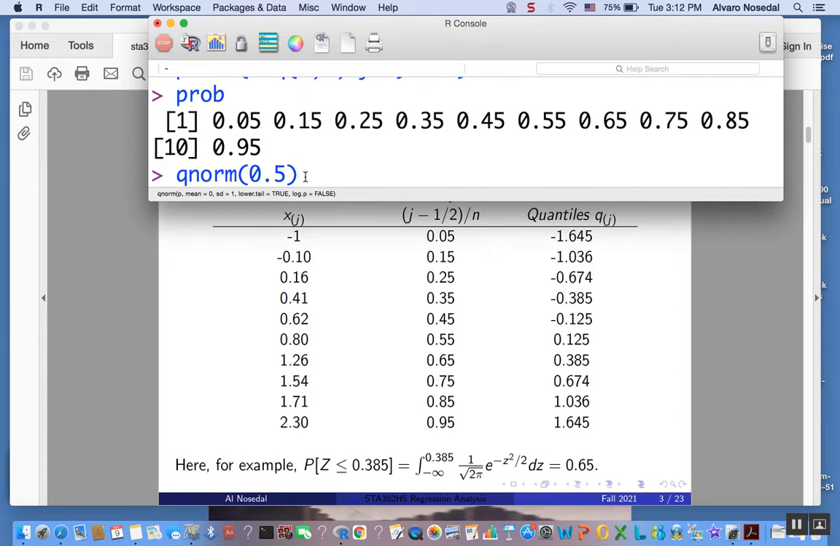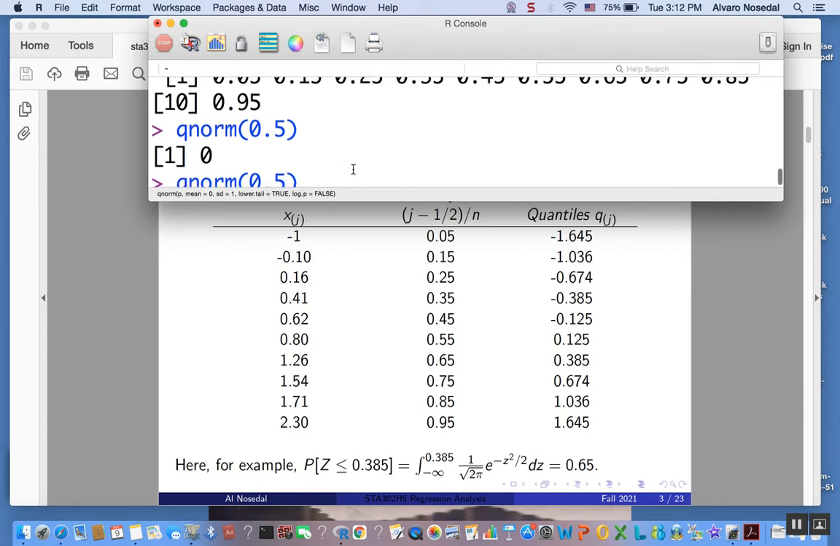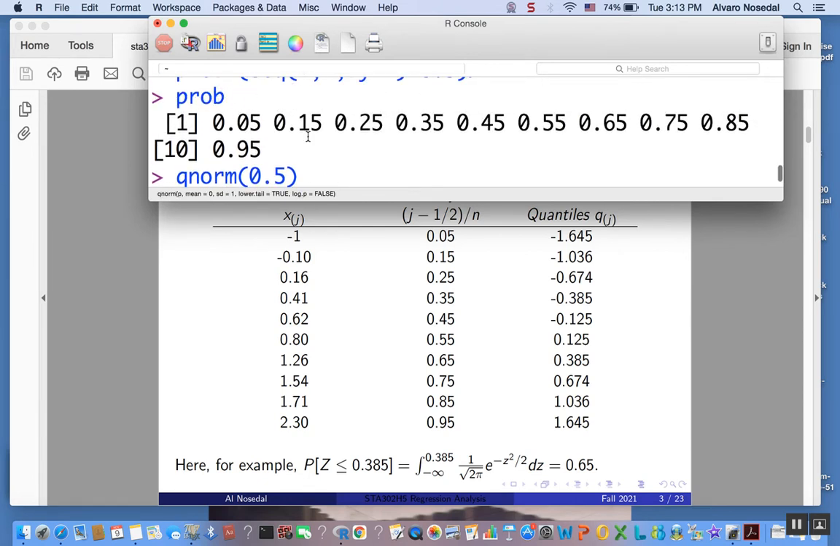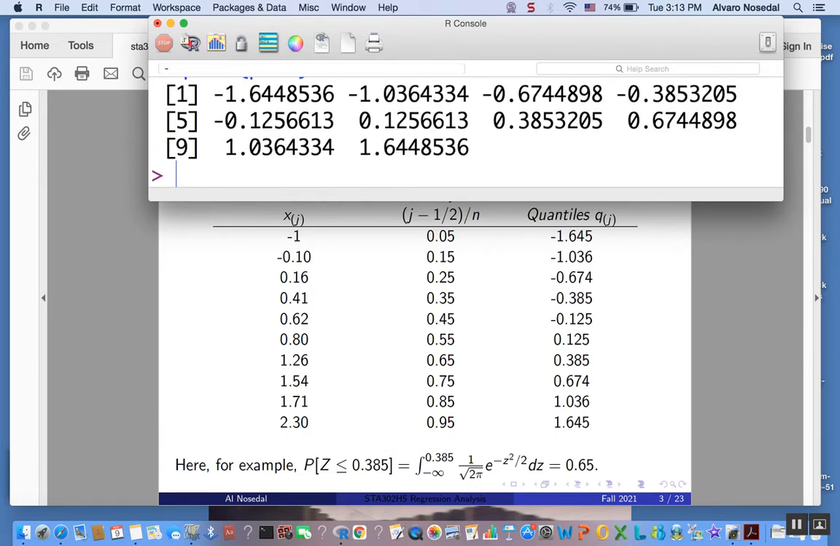We know that the quantile, the number from a normal 0, 1 that is going to have 50% to its left, is just 0, right? Okay, so that's the function that we want, but we want that for these probabilities, that vector of probabilities that we created. So, right, these are more accurate versions of what I have on the third column of our table. Let me save that in an object called norm, as in normal quantiles.